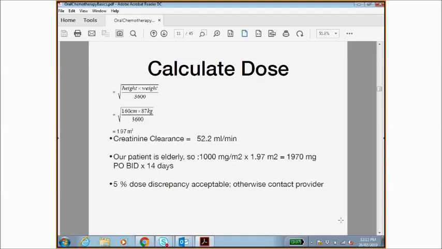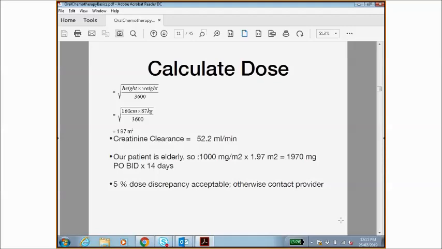meters squared. We've looked at the creatinine clearance because we want to know how are her kidneys, and in this case, they're not too bad. So because she's elderly, we're going to go with the 1,000 milligram dose, and so we get 1970 milligrams. And so we'll round that up to 2,000, and she'll get 4 of the 500 milligram tablets twice a day.